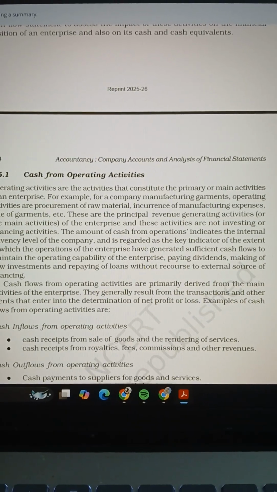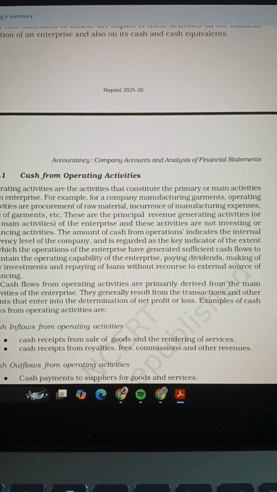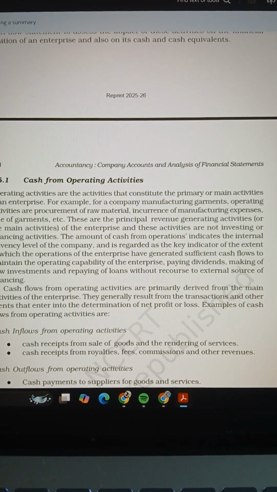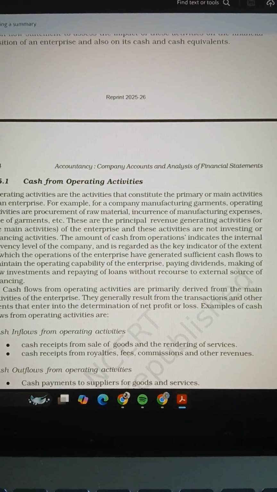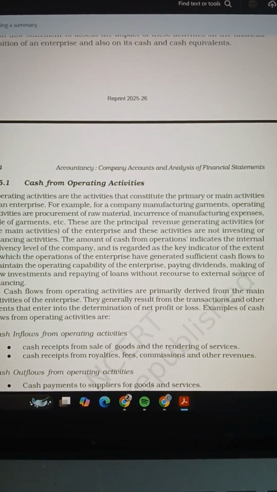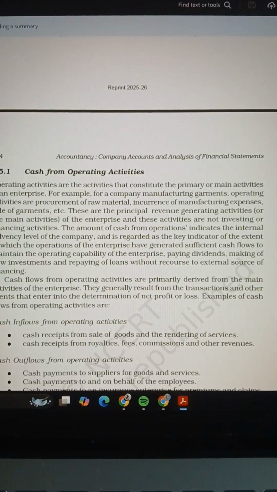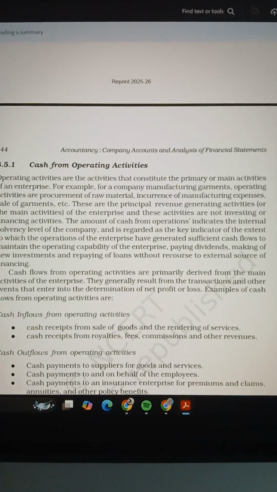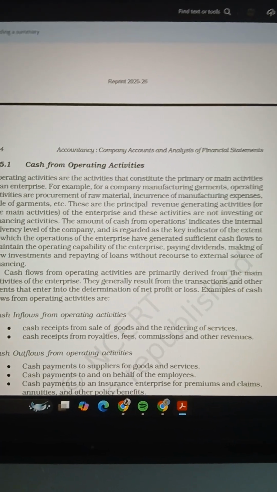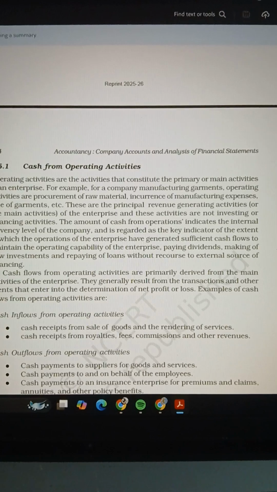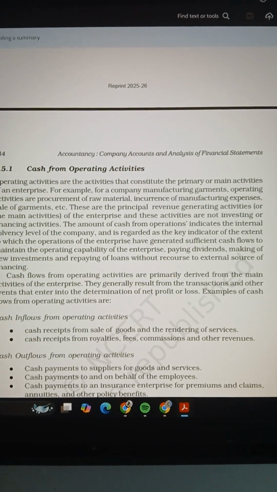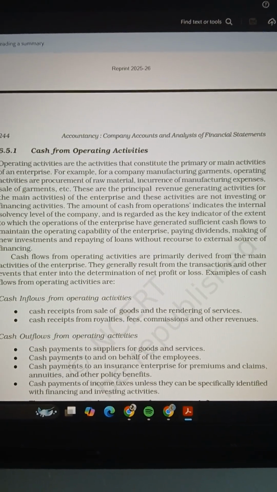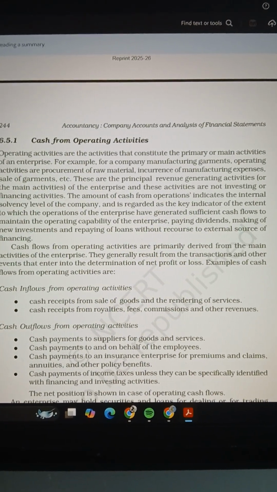Internal solvency means the amount that is used for paying the liabilities. It is regarded as a key indicator of the extent to which operations of the enterprise have generated sufficient cash flows to maintain the operating capability of the enterprise, paying dividends. These are the liabilities of the company, and this amount of cash from operations is used for paying the liabilities, that is making new investments and repaying loans without recourse to external sources of financing.